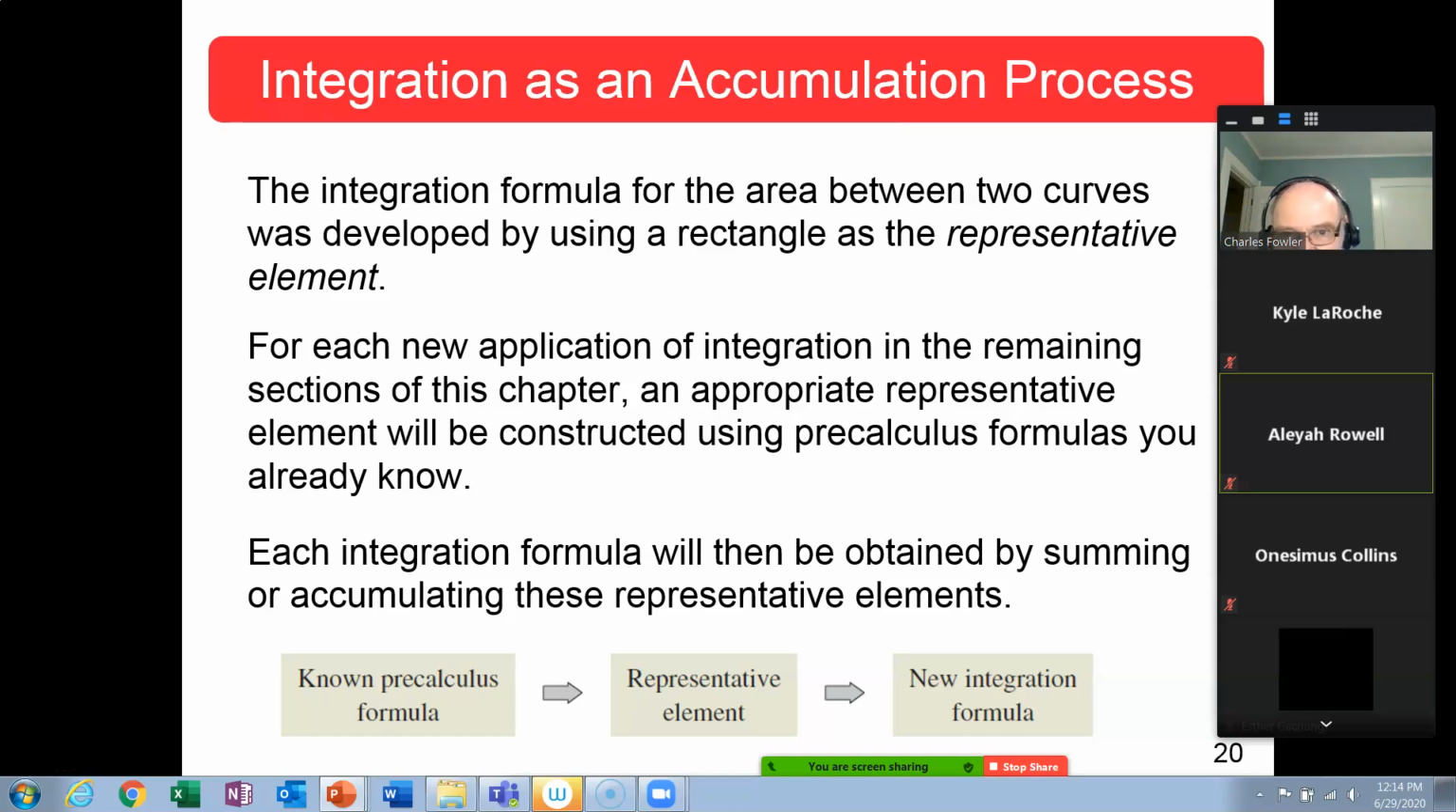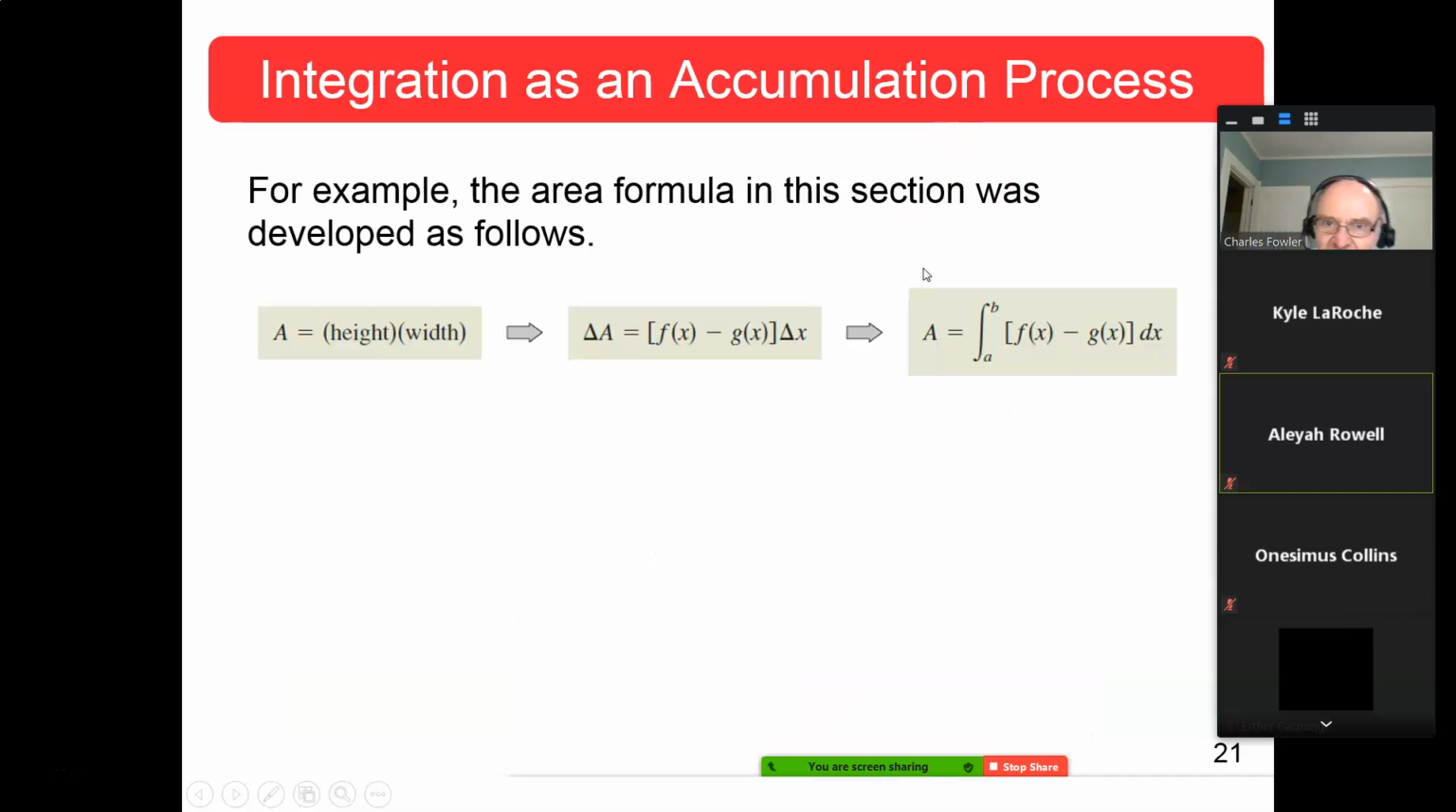We'll see how it goes. To me, this is almost make-up work because what we're just doing works perfectly fine. For example, the area formula in this section was developed as follows.